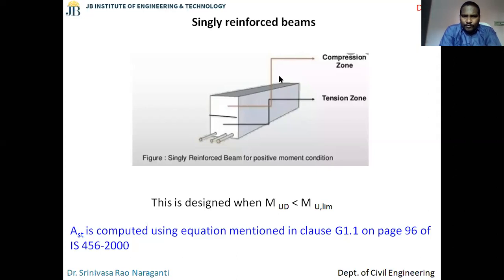This was the concept. Okay, so AST, right, area of steel reinforcement. ST stands for area of steel reinforcement in tension zone. T stands for tension. That means AST stands for area of steel in tension zone, because we are providing reinforcement only in the tension zone in case of singly reinforced beams. So AST is computed using the equations as we saw yesterday, right? Equations on page number 96, G 1.1. We use those equations to find out the AST value.